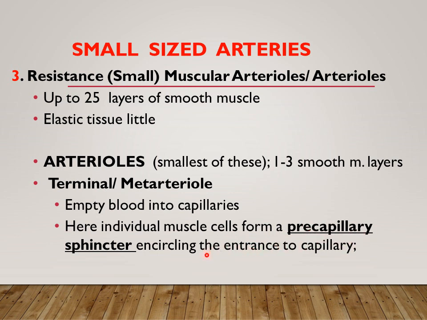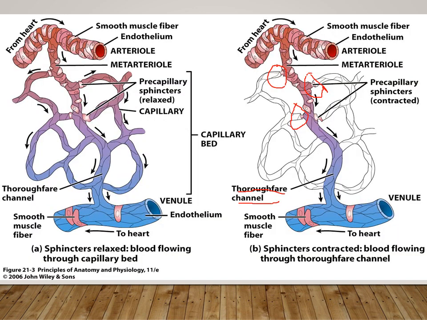The precapillary sphincter is encircling the metarteriole just like a cuff or a sling. That precapillary sphincter is just a smooth muscle making up a sphincter around the area of the blood vessel which is going to enter and empty into the capillary. So its structure I am going to show you in the next slide.